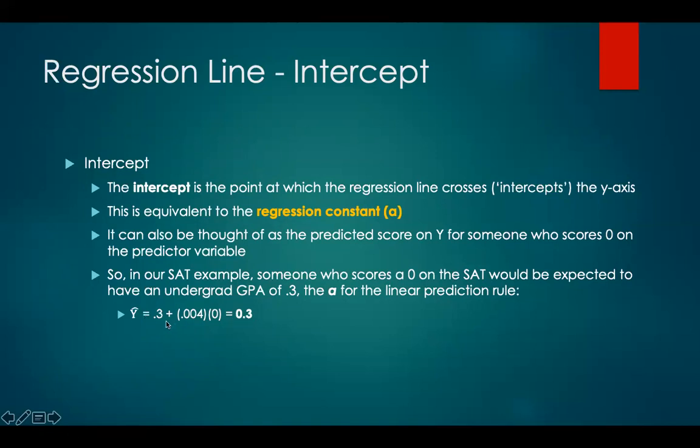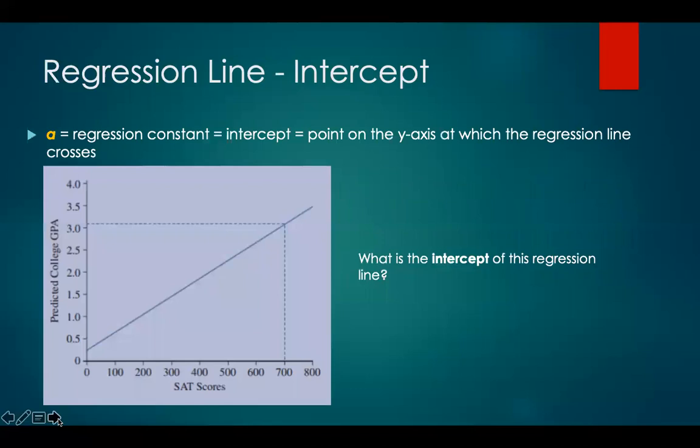So that's a good way to find the intercept. Plug in 0 to your formula. So a is the regression constant, the intercept, the point on the y-axis at which the regression line crosses. So what is the intercept of this regression line? Looks like it's roughly 0.25.